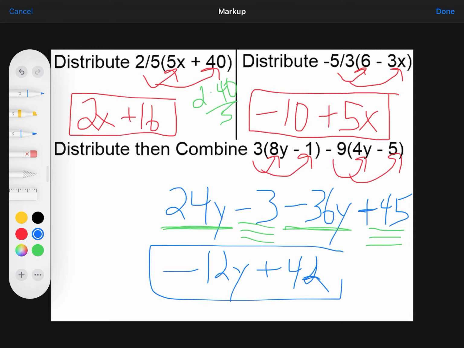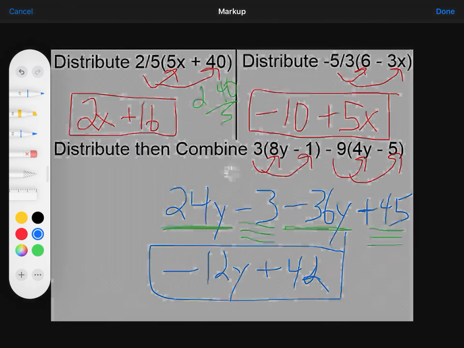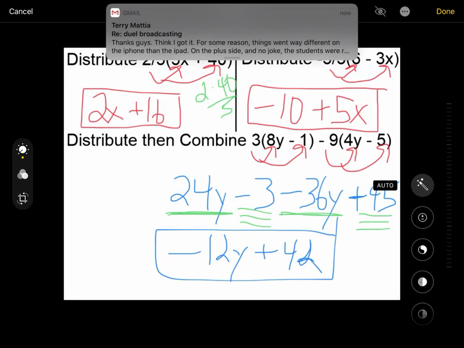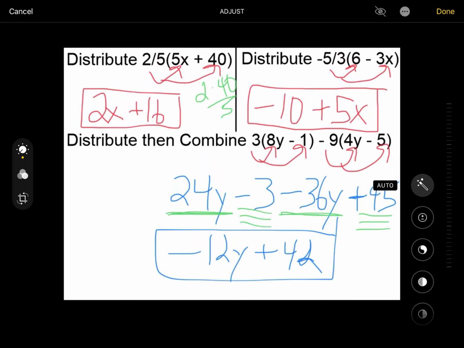If I'm remembering the assignment right off the top of my head, you have 3 problems with fractions, and then 4 problems doing distributing and combining in the same problem. And that distributing and combining in the same problem is going to be gigantic for where we get to in a week or two. So even though it's long, that's why it's going to be 4 of your problems for homework. All right. That concludes this video lesson.